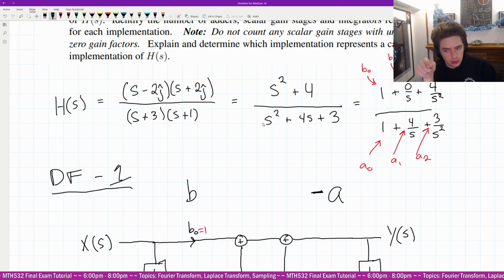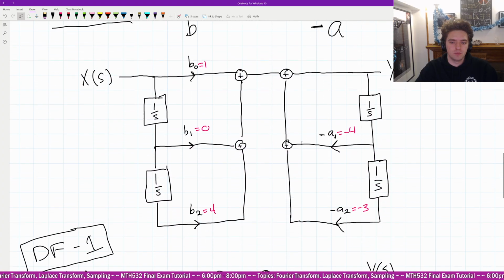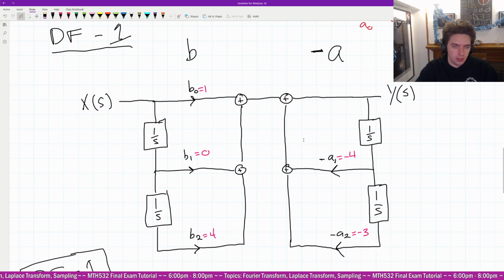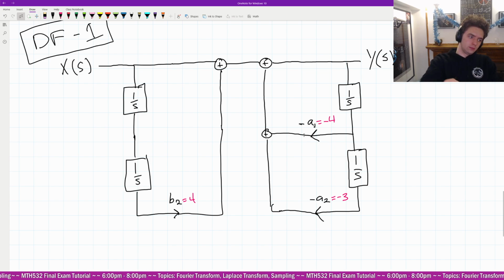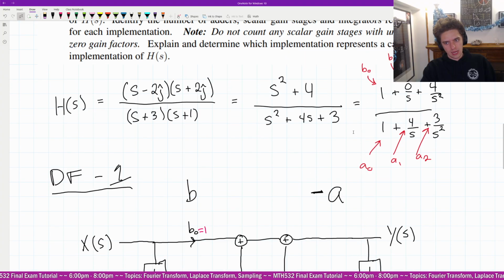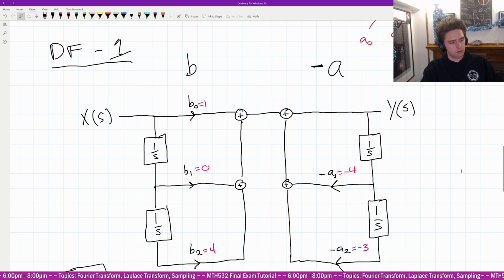B1 is the coefficient with the 1 integrator. B2 is the coefficient with the 2 integrators. A1 is the coefficient with the 1 integrator. A2 is the coefficient with the 2 integrators. So that's the general form, and this is the specific. A0, we don't touch A0. A0 is going to be 1, and that's exactly what we have here.